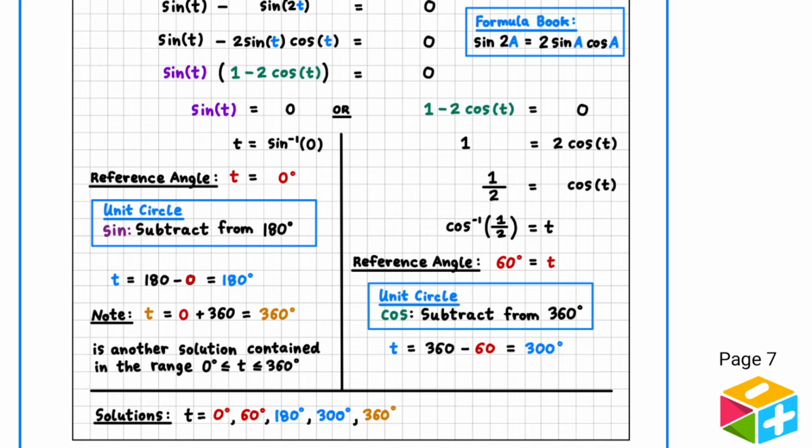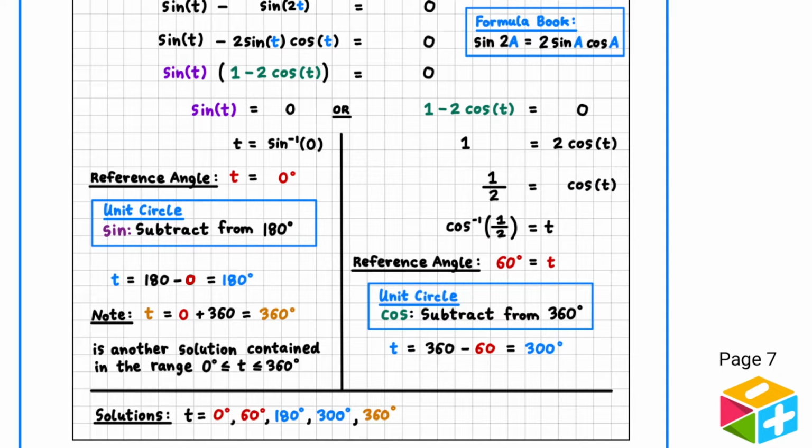Now, let's turn our attention to the second equation. 1 minus 2 cos of t is equal to 0. To begin, I'll remove the minus 2 cos of t from the left by adding 2 cos t to both sides. Next, I'll remove the multiplication by 2 by dividing both sides by 2. Then, I'll get rid of the cos by taking cos inverse of both sides.